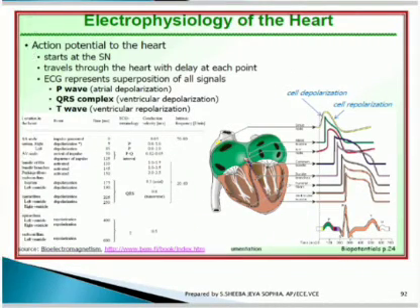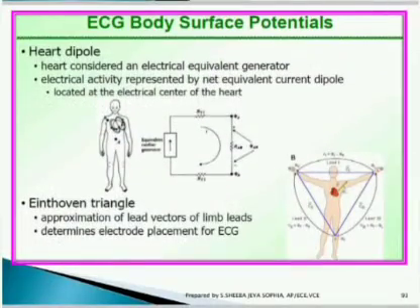ECG represents a superposition of all signals which start from the sinoatrial node: the P wave, atrial depolarization; the QRS complex, that is ventricular depolarization; and the T wave, ventricular repolarization. So you need to know the pulse generation to pulse depolarization part very clearly. Six points are marked in this waveform, which are the major positions of the pulse measurement.